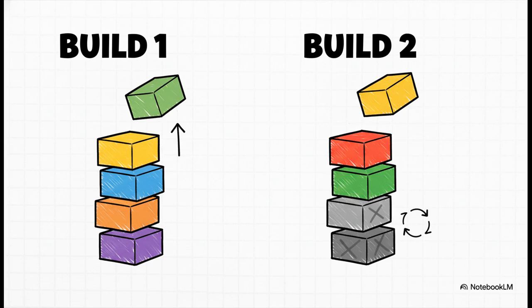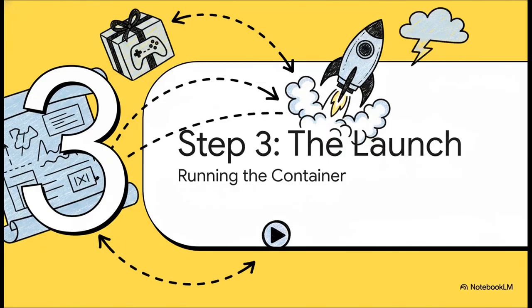And here's a really clever part of the process. Every single instruction in your Dockerfile creates a layer in the image. Now, what's so cool about that? Well, if you only change the very last instruction in your file, Docker is smart enough not to rebuild the whole thing. It just reuses all the unchanged layers from a cache, which makes your builds later on so much faster.